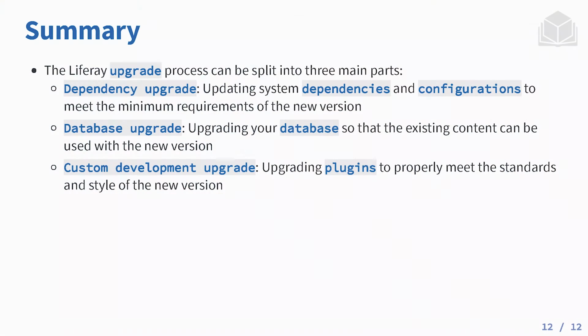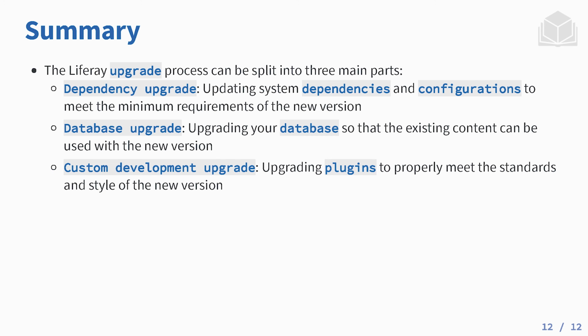Quick review. The upgrade process can be split into three main parts. First the code, the dependency upgrade, that upgrades dependencies and the configuration. And then we'll have the database upgrade, upgrading the database so that the existing content can be used with a new version, and custom development upgrade, that's basically yours, as well as marketplace plugins that you'll need to upgrade to match the version of your new Liferay installation. In our case here, that's DXP 7.1, but it could be any other version. Basically, the principle still applies.